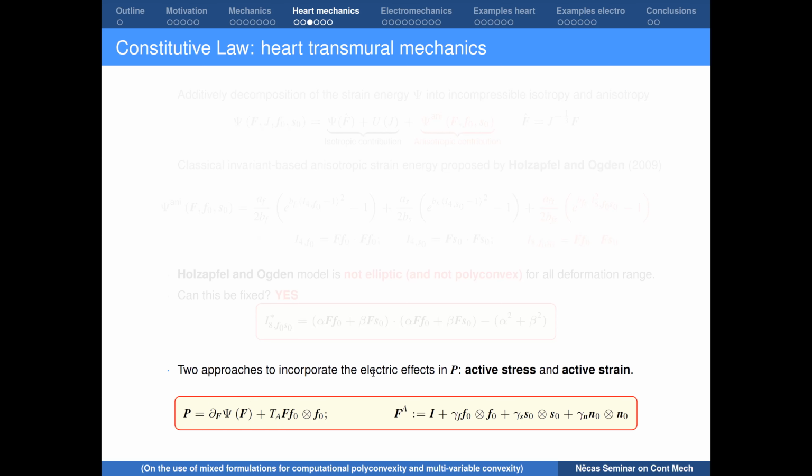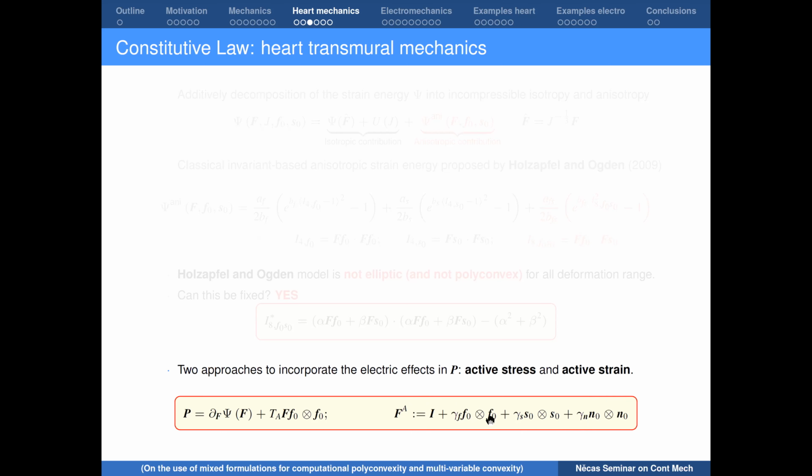The other approach is an active strain one. In this case, Piola is defined based on a given energy that depends on a deformation gradient F, which is obtained based on a multiplicative approach. So you need to know the real F coming from the kinematics, and you also need to know an F coming from an active strain stabilization, which is presented such as this, depending on parameters gamma F, gamma S, and gamma M for the three fibers that again are ionically modeled. These are the two approaches that feature in the literature.